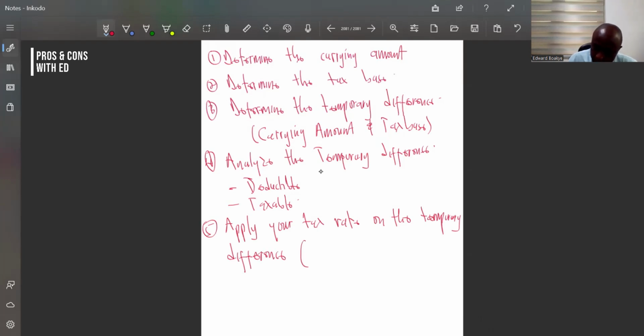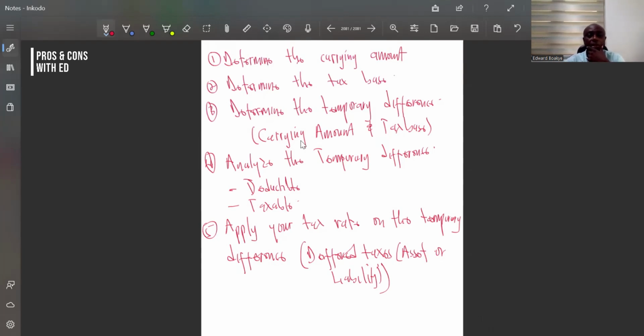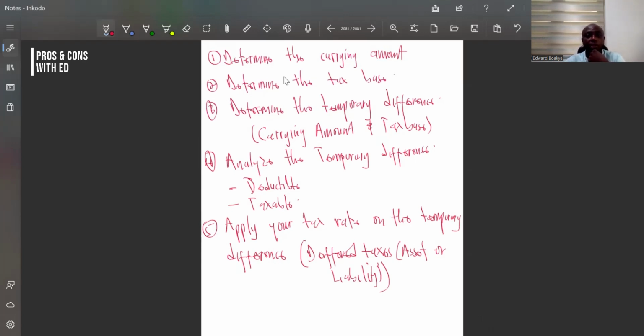And we are saying that in this case, you are going to get your what? You are going to get your deferred taxes. And it may be an asset or a liability. So this is all about deferred taxes. With this simple explanation, let's try and solve some scenarios and see how best we can deal with that.